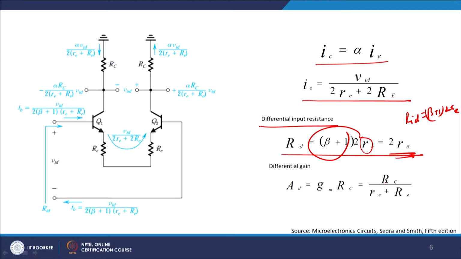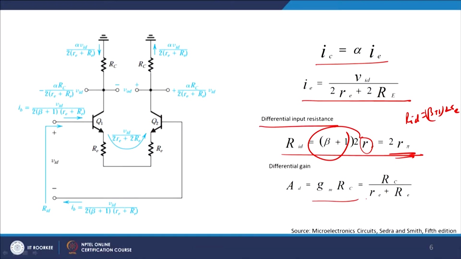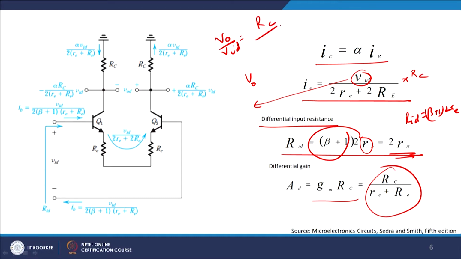Re is the resistance looking from the emitter side, right, and the differential gain is gm times RC. gm we have already found out to be some value. How do you find out the differential gain? You need to multiply with RC, and you get the V out. Now if this VID goes down, I get VO by VID, right, I will get RC upon 2 re plus RE. So this 2 re will be very small as compared to anything else, I get RC upon re plus RE.